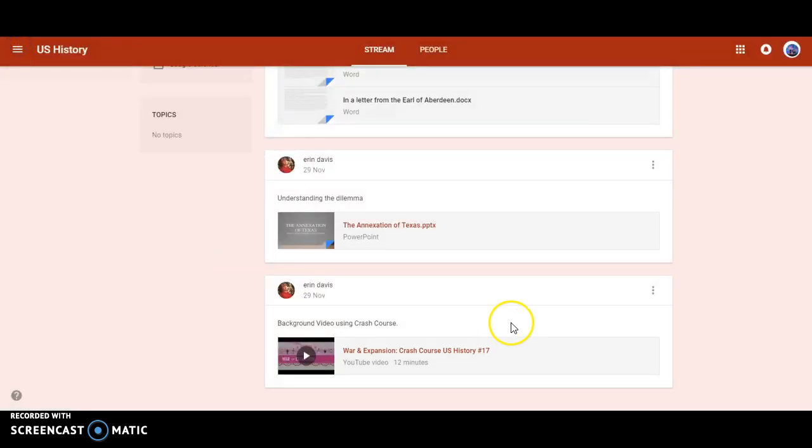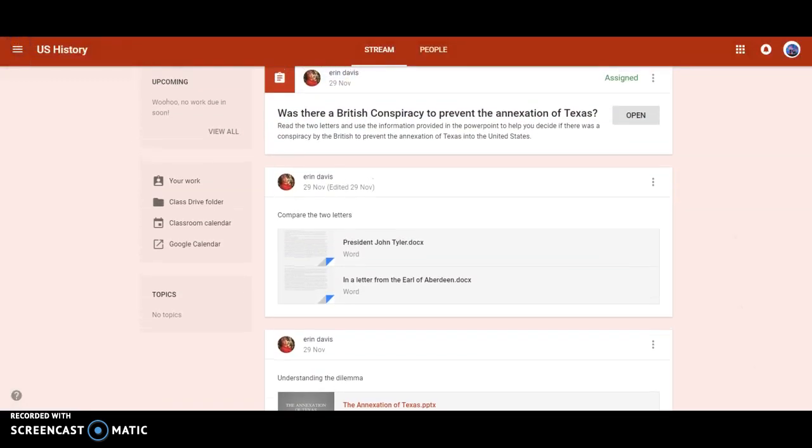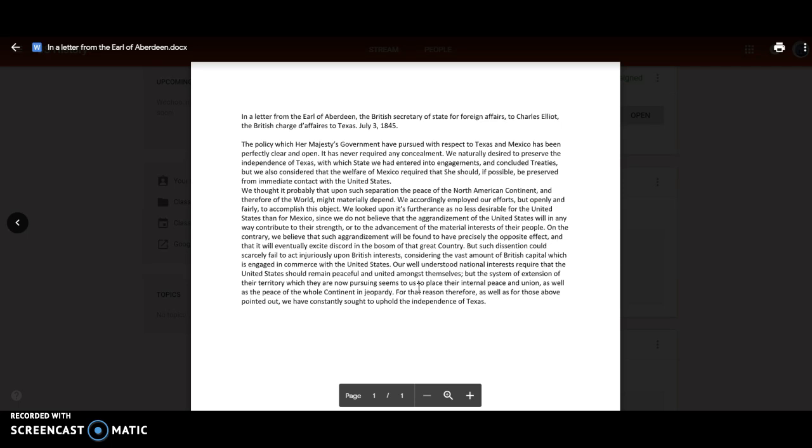And then I want my students to take a look. I've got 2 letters, one from President John Tyler to the Senate, and then another one from the Earl of Aberdeen, who is the British Foreign Secretary of State. And he's writing to the British Texas Foreign Liaison. And it's dictating the different situation going on between Texas and Mexico and Britain and Mexico and how their impacted interests are connected.